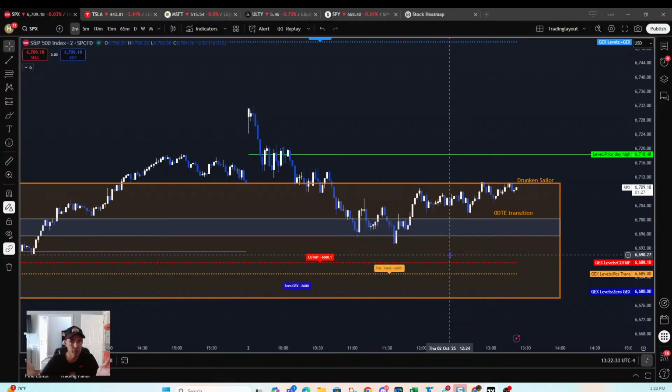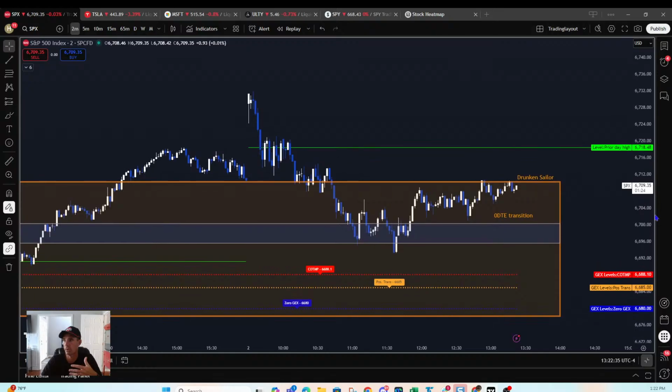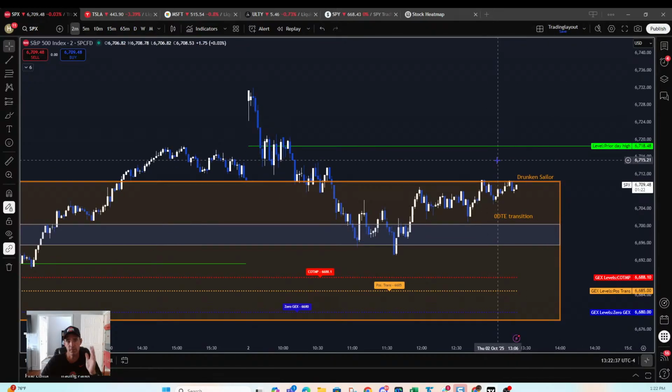Now, this could all change into the afternoon. We can't really get out of the drunken sailor range. The reason is we still have a significant amount of out of the money call charm overhead. That's just continuing to grow throughout the day. So that's going to be a difficult snowball to push up that hill unless we see a large amount of calls come in. So we'll continue to watch that move as we move into the afternoon.